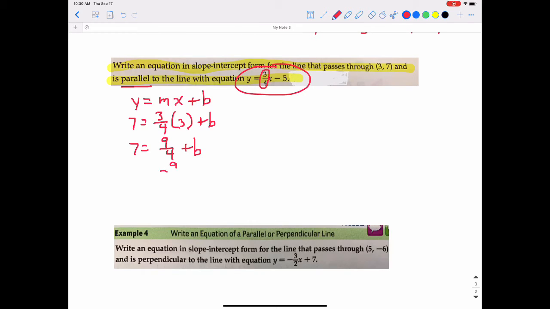Then we'll subtract 9/4 from both sides. And we get b equals 19/4. So that means the answer is going to be y equals our slope of 3/4 x plus our new y-intercept of 19/4.